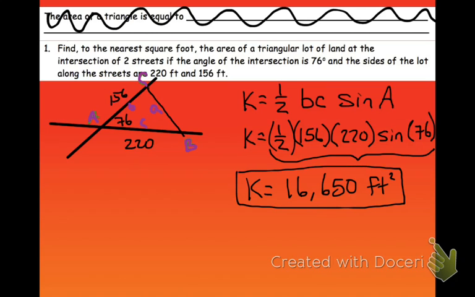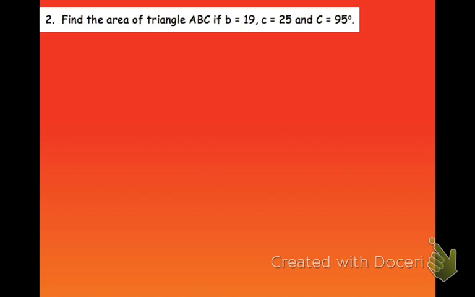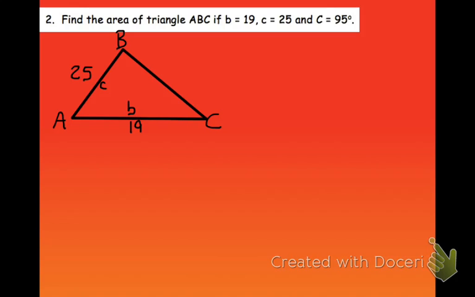So again, once you draw your diagram, label your sides, pick which form of the formula you want to use, and then just plug it all into your calculator. Let's look at one more example. Find the area of triangle ABC. So let's draw our triangle. If side B is 19, side C is 25, and angle C is 95.